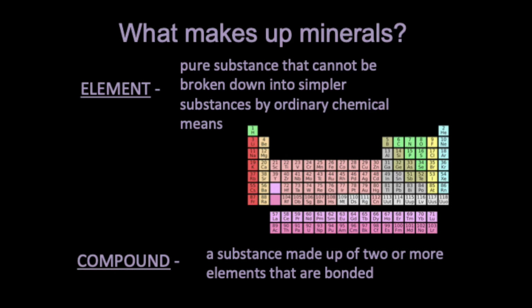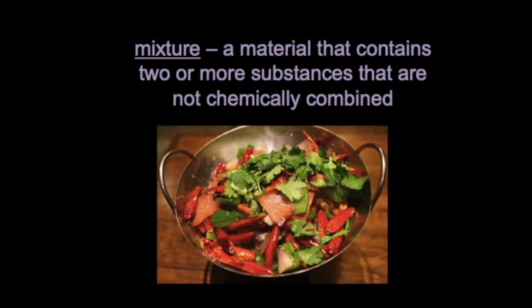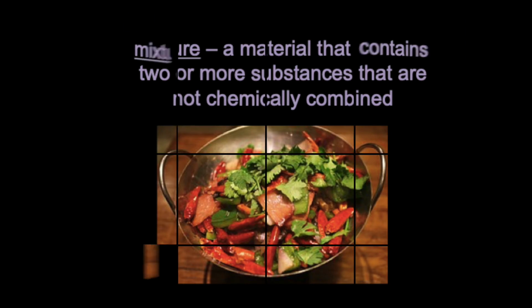And now the question is, what makes up minerals? First, an element, a pure substance that cannot be broken down into simpler substances by ordinary chemical means. A compound, a substance made up of 2 or more elements that are bonded together. A mixture, a material that contains 2 or more substances that are not chemically combined.